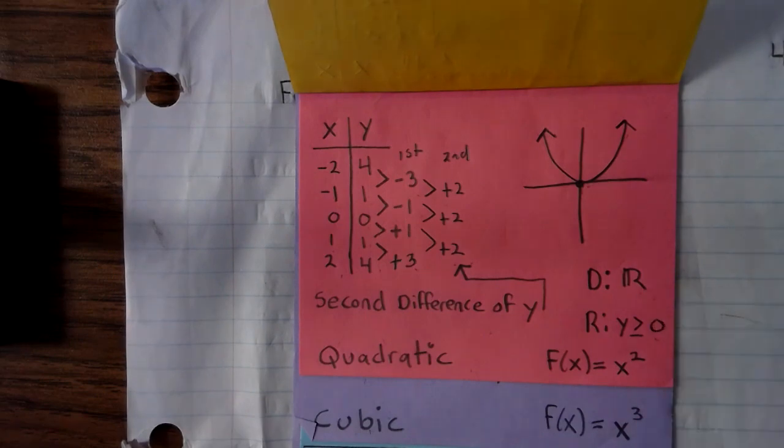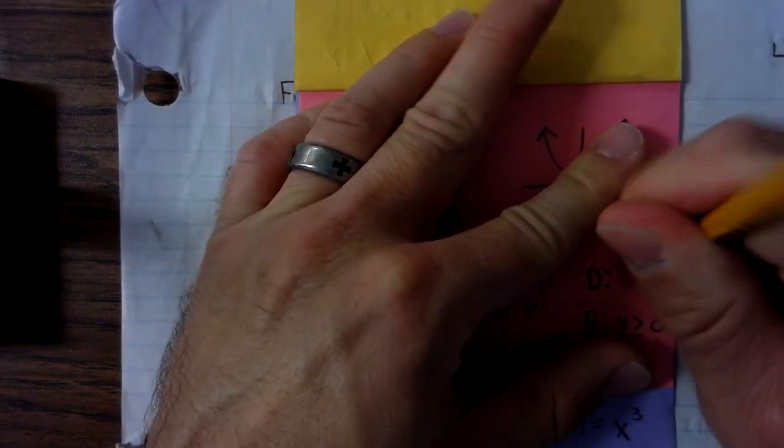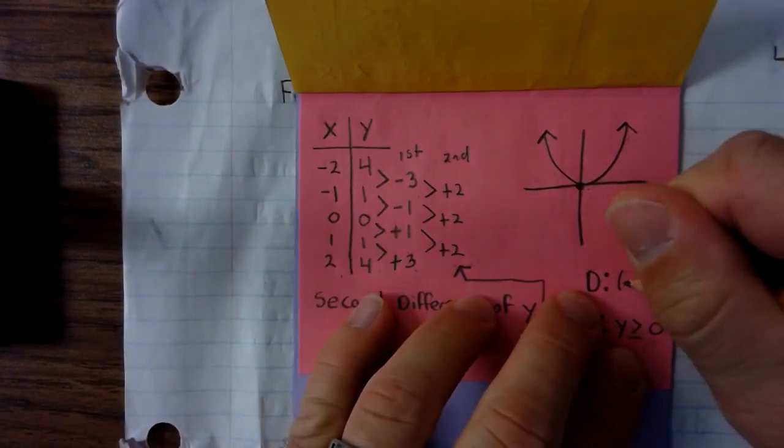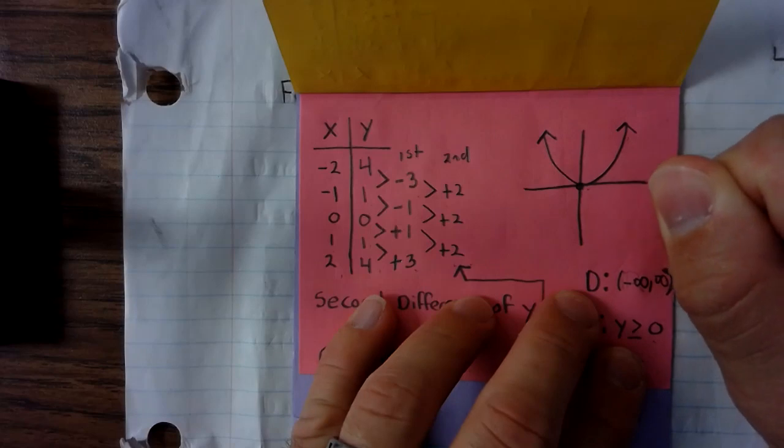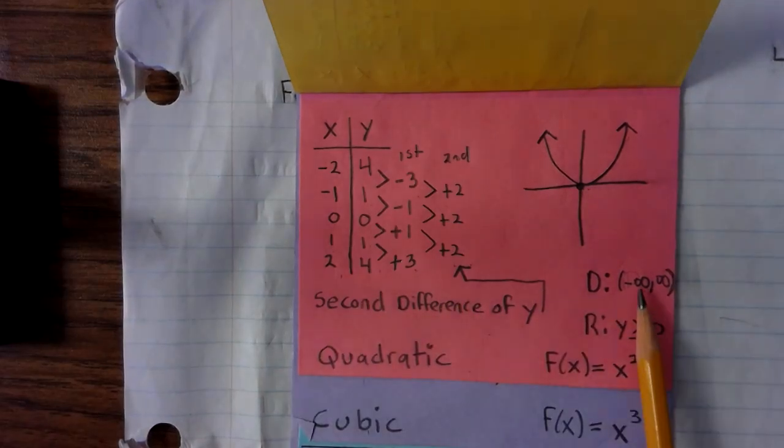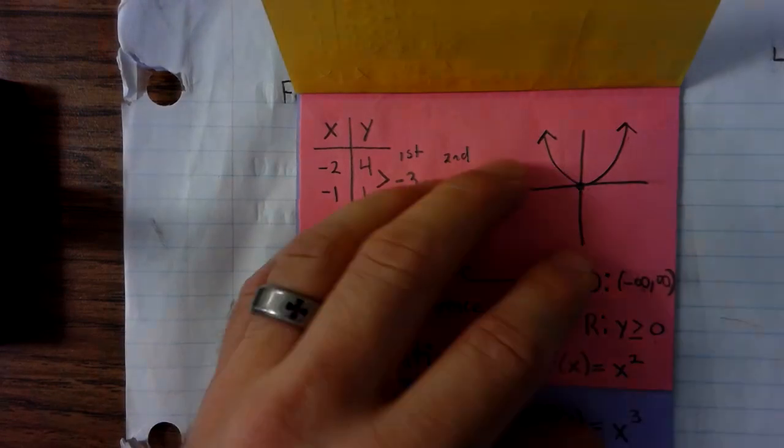Now, I've written this, but we really need to write domain as negative infinity to positive infinity. They're both the same, but when you take the AP test, I think they write domain arranged that way, okay?